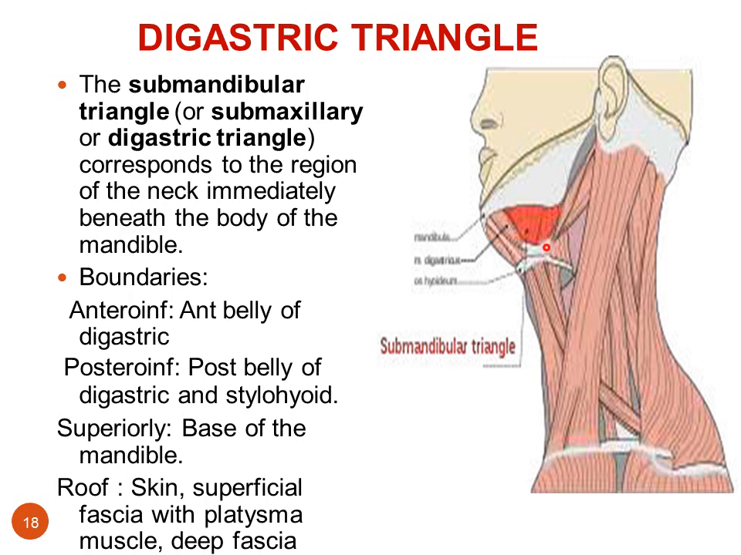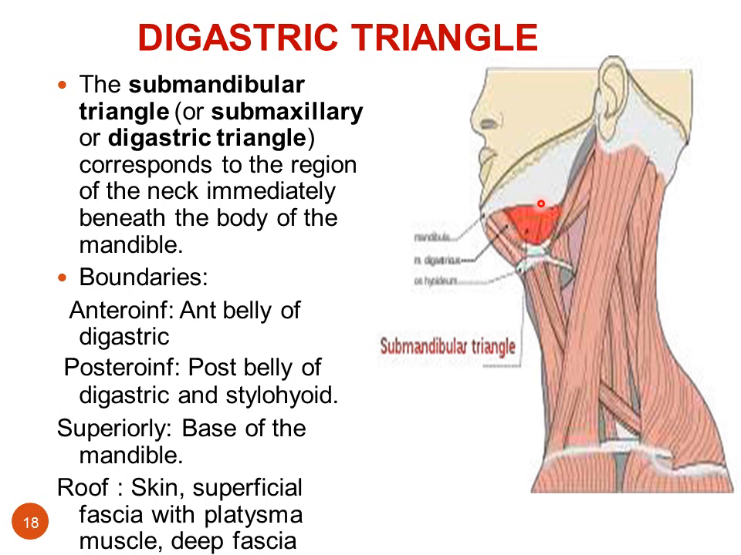Then we have the roof. It is formed by the skin, superficial fascia containing the platysma, and the cervical branch of the facial nerve which is supplying the platysma. Right there, some cutaneous nerves and the investing layer of deep fascia. So this is very important.